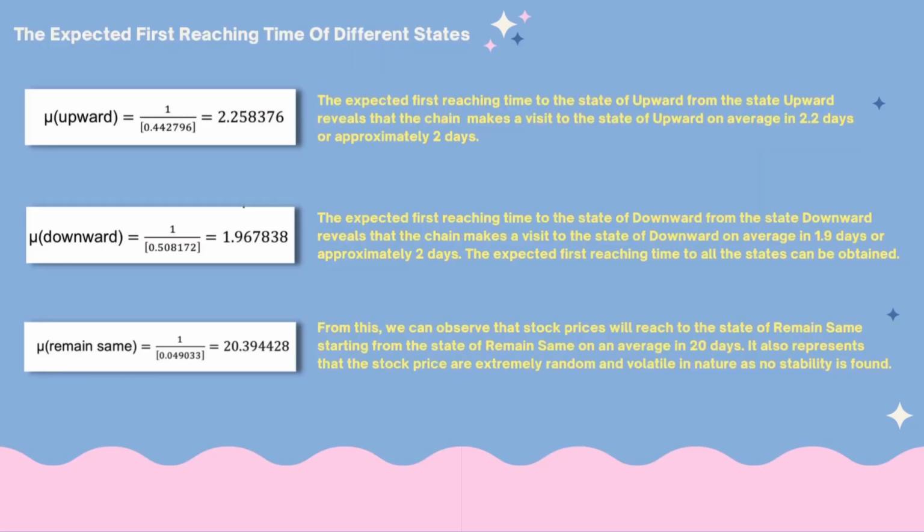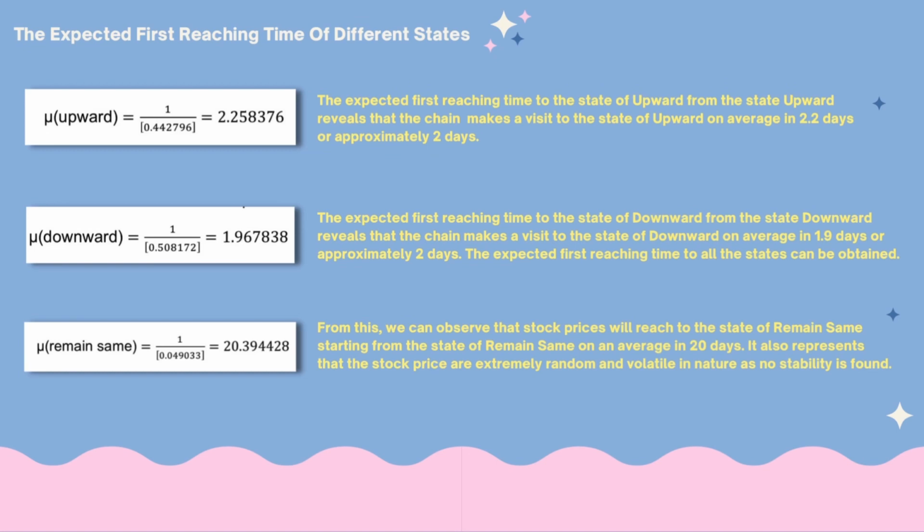The expected first reaching time to the state of upward from the state upward reveals that the chain makes a visit to the state of upward, on average, in 2.2 days or approximately 2 days. Next, the expected first reaching time to the state of downward from the state downward reveals that the chain makes a visit to the state of downward on average in 1.9 days or approximately 2 days. The expected first reaching time to all the states can be obtained.